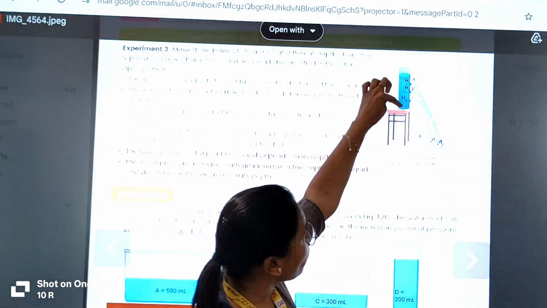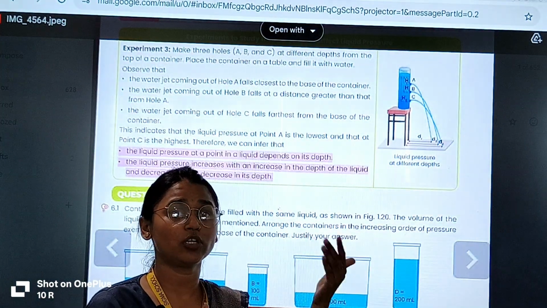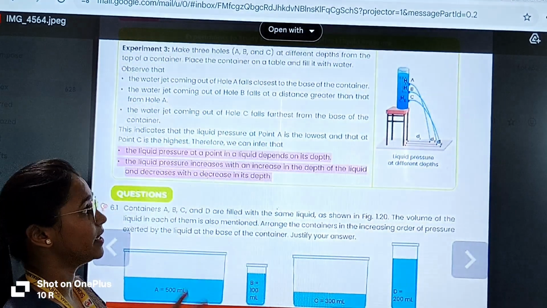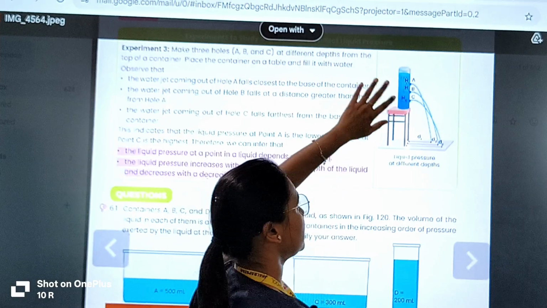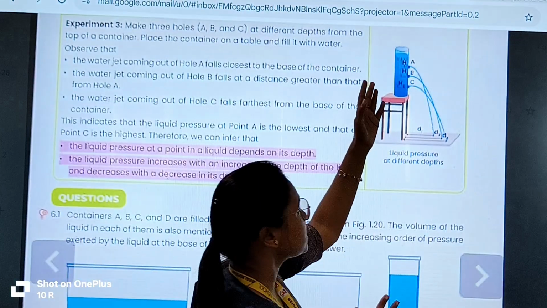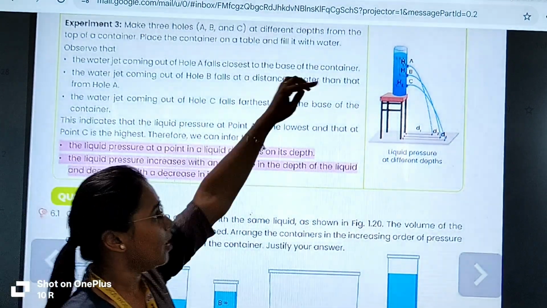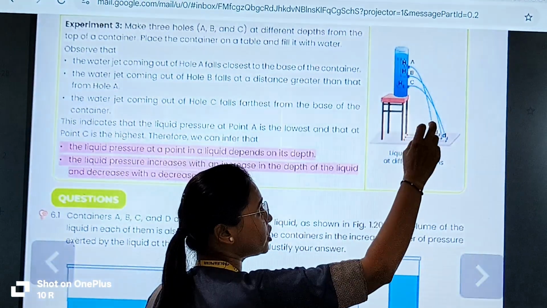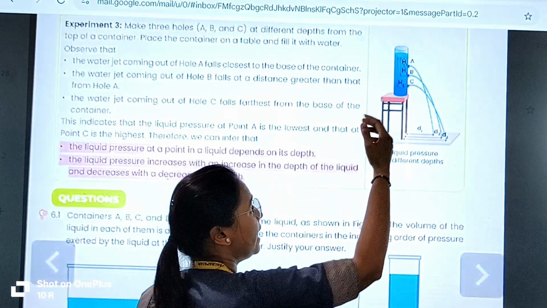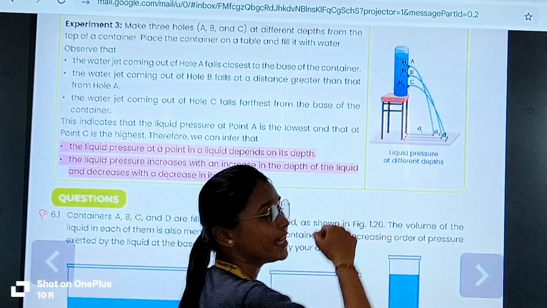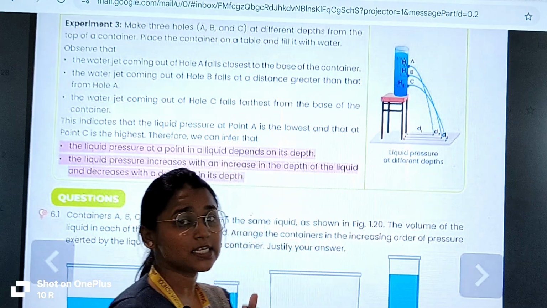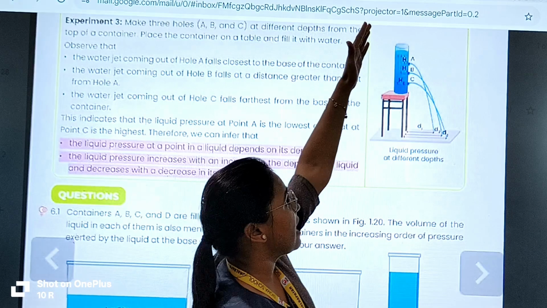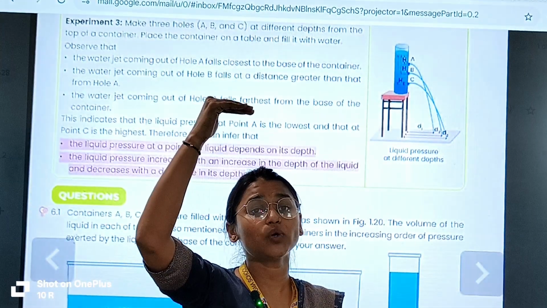And as you can see, at point number C there is a very high pressure. Why has this happened? In this picture, we have made holes in this container at different depths: point A, point B and point C. The water pressure from point A is very less and the water pressure at point C is very high. Why has this happened? This has happened because the liquid pressure is also affected by the depth. As the depth is increased, the pressure is also increased.